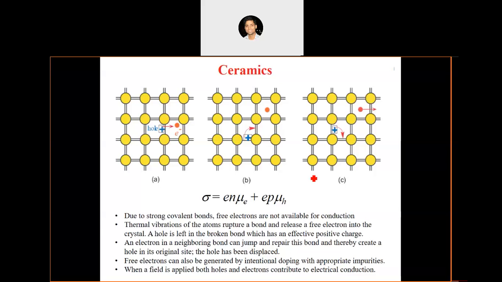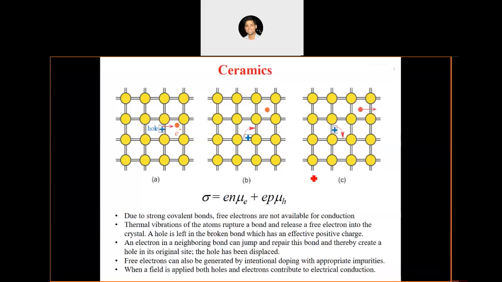That does not happen in metallic bonding, because in metallic bonding you have a sort of free electron gas or electron cloud, which is shared by all the atoms. So electrons are very free to move around in the crystal, or in another language you can say that they are not localized to a particular atom or a particular bond.